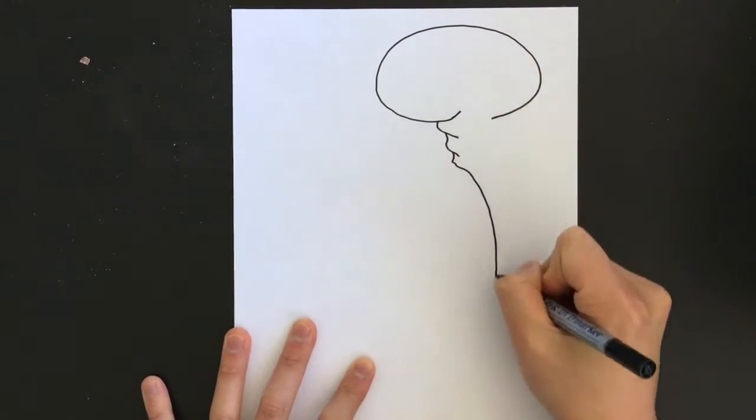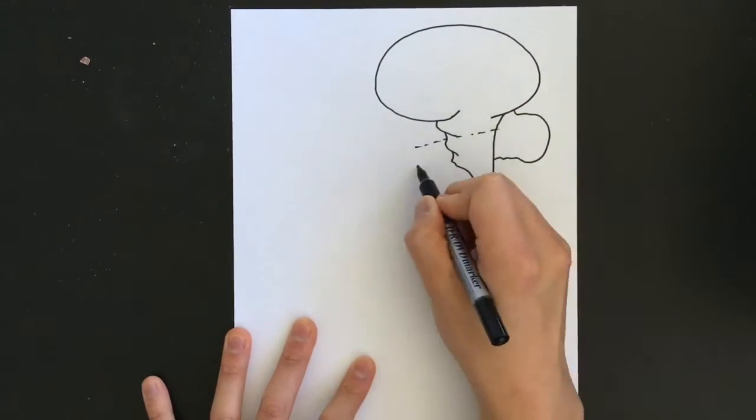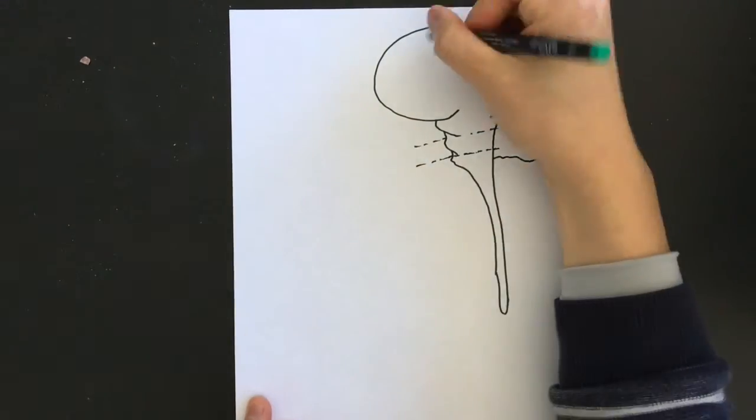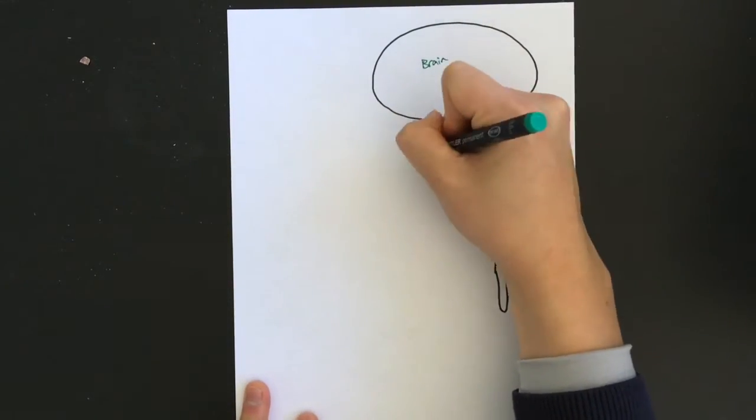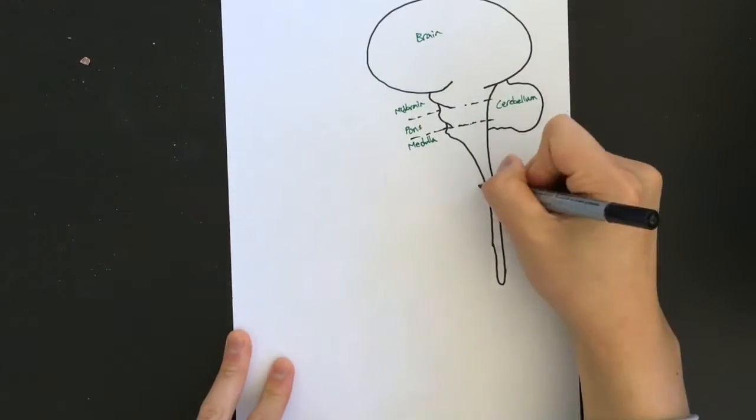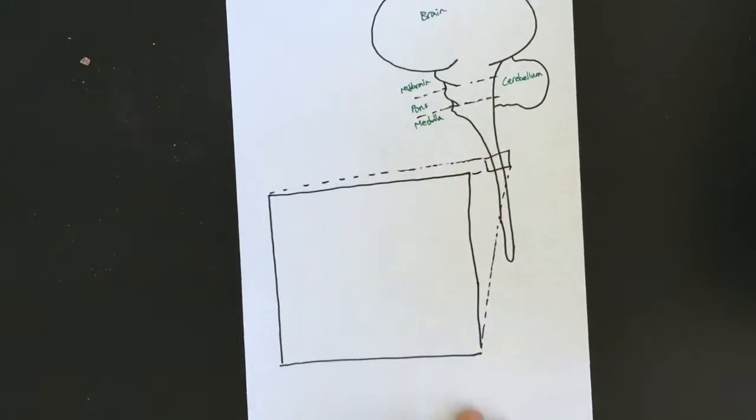So the first part of this tutorial, we're going to do a quick recap of our central nervous system. Our central nervous system is made up of our brain, or cerebral cortex, our cerebellum, and our brainstem, made up of our midbrain, pons, and medulla, and then our spinal cord. For the sake of this tutorial, we're going to focus on the spinal cord.